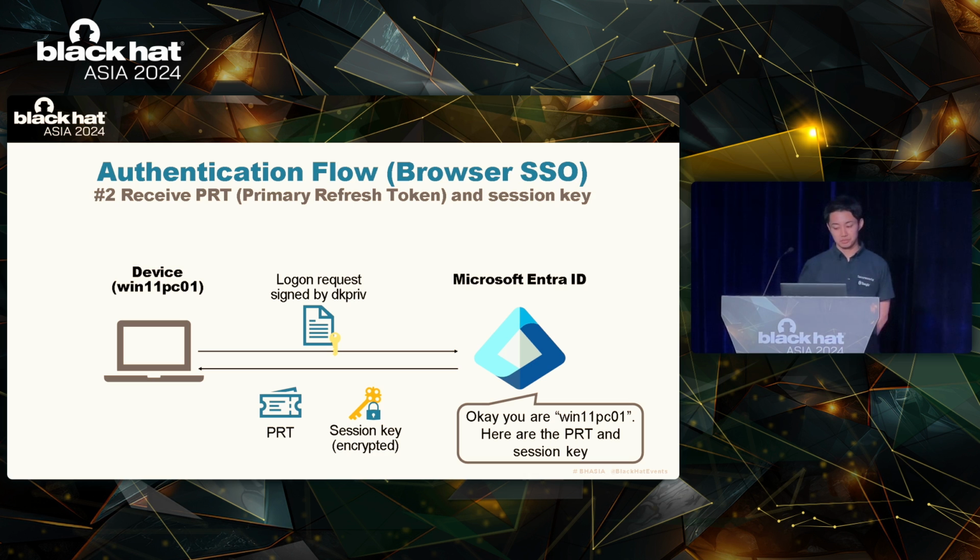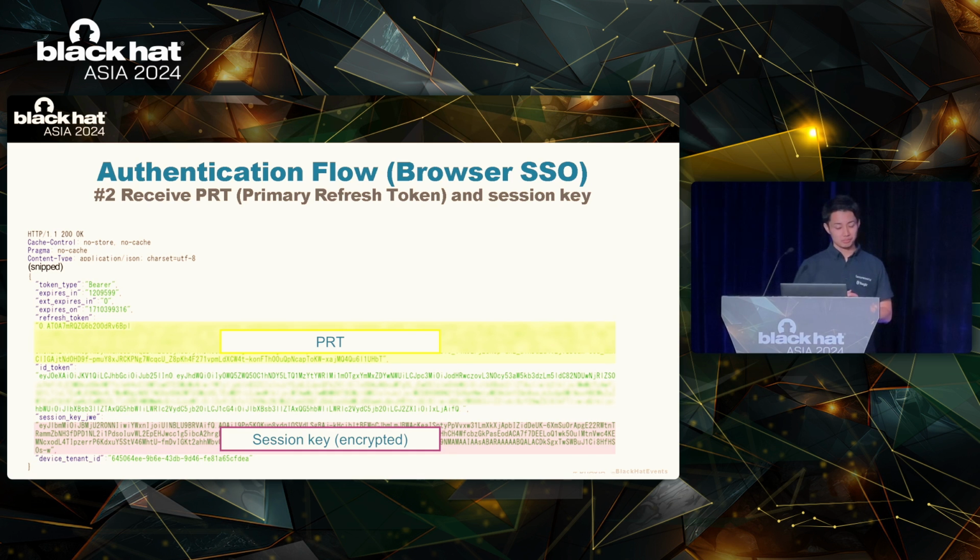So by sending the signed login request, Entra ID can identify the device and authenticate the user. Then Entra ID returns the PRT, which is the primary refresh token, and also the session key. And this is the response from Entra ID. In the response, you can see there is the PRT and also the session key right there.